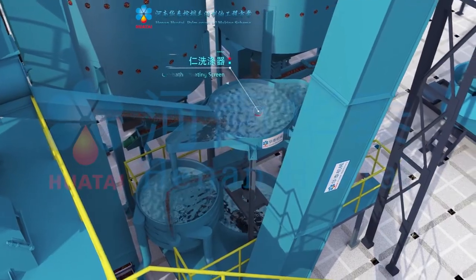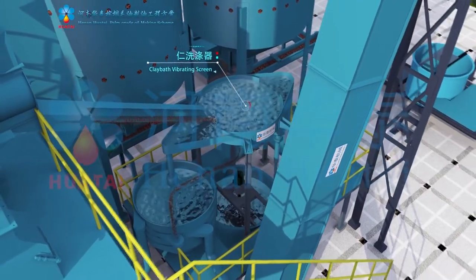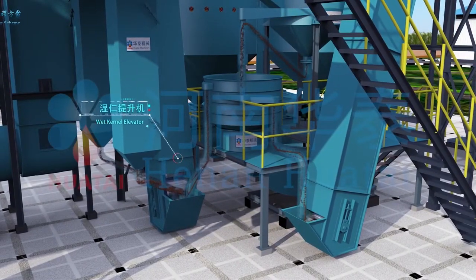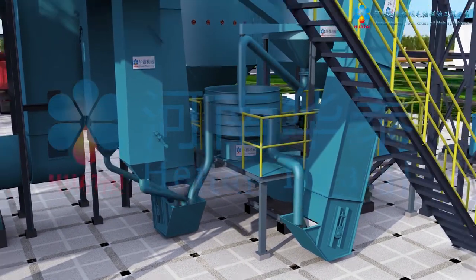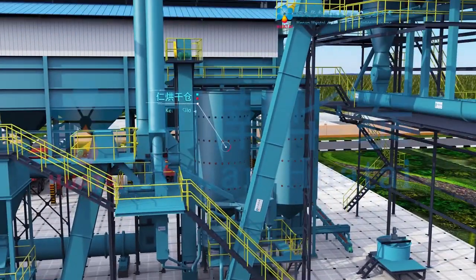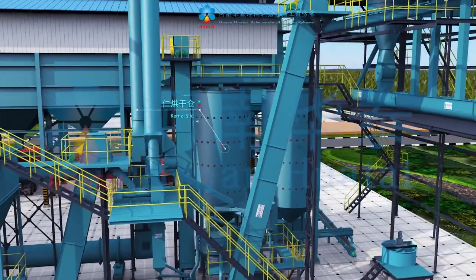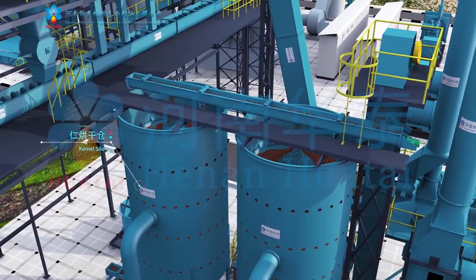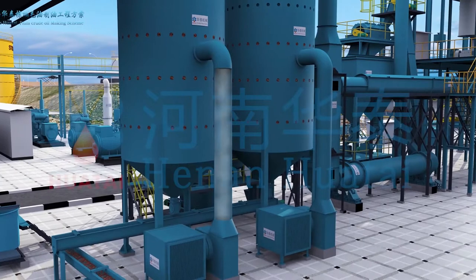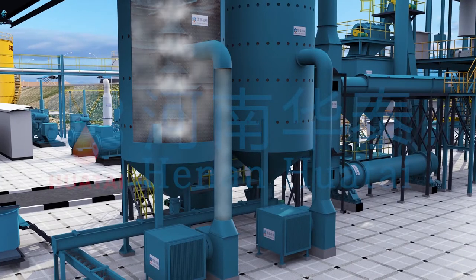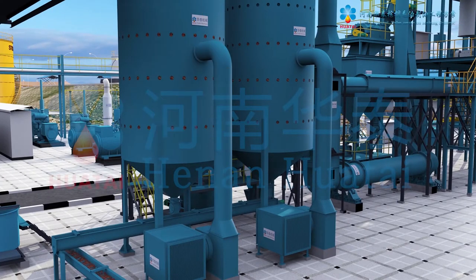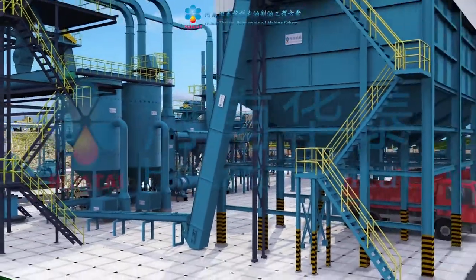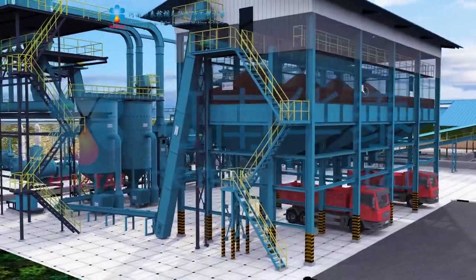Redundant kernels need to be washed in the clay bath vibrating screen, then enter the wet kernel elevator together with separated kernel from the first and second separation system. Convey to the kernel silo. Dry with hot air. Convey to the kernel storage bin for storage.